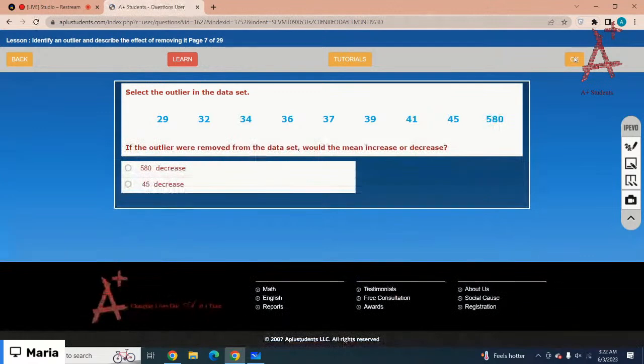Okay, select the outlier in the dataset. If the outlier were removed from the dataset, would the mean increase or decrease? The outlier is 580. It's a big number. So when you remove it, it will decrease the mean.